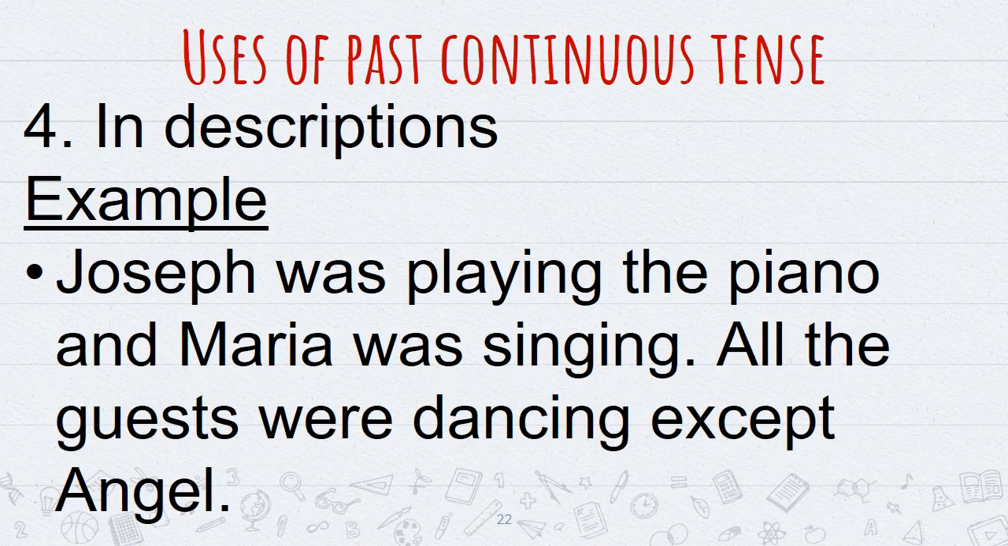Now, its fourth rule is in descriptions. For example, Joseph was playing the piano and Maria was singing. All the guests were dancing except Angel. So, in description also, if we are describing our past actions which were going on, there we use past continuous tense.